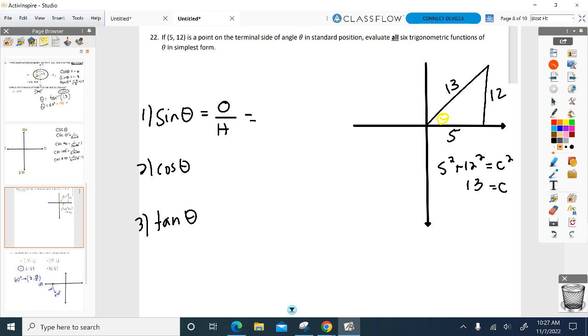This opposite is 12. Yep, and hypotenuse? Hypotenuse is missing. Is it missing? No, 5. Where's the hypotenuse always located? Here's my right angle, hypotenuse located across from the right angle, right? Yeah. Okay.